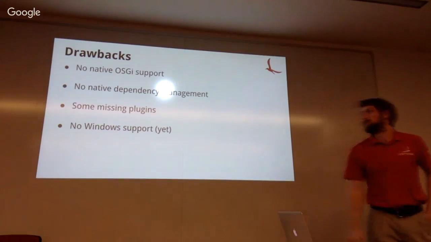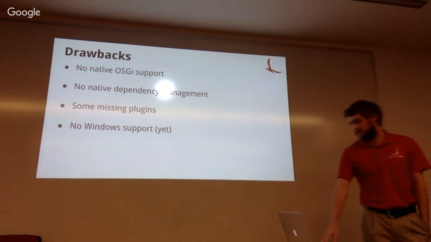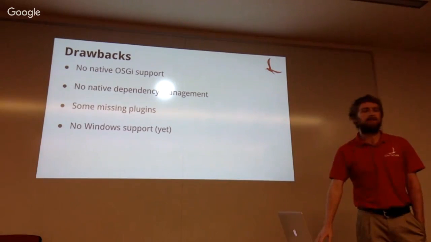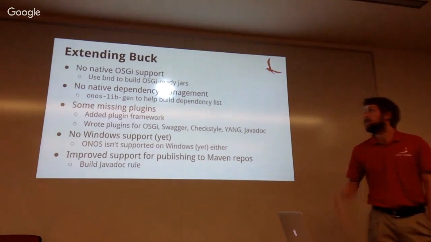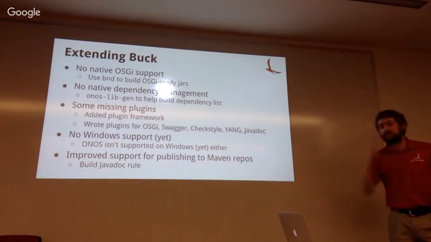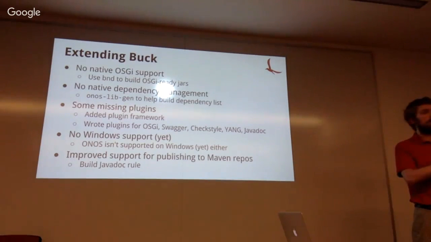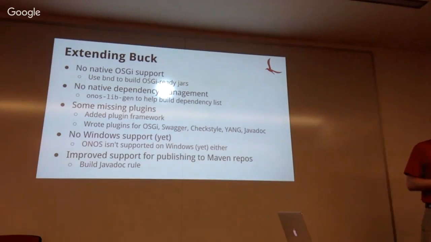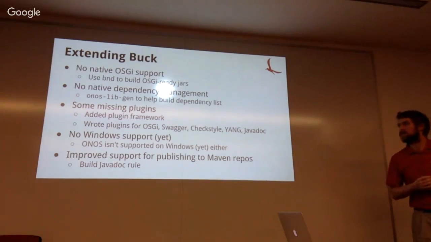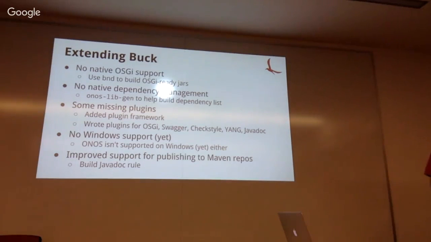We were missing some plugins like JavaDoc and CheckStyle, and there was no Windows support at the time. They have experimental Windows support now. So what we've done is we've built a plugin to make the OSGI jars ready using an open source library called Bnd. This is the same library that Maven and many other tools use. We've got a script called ONOS libgen, which is in the source tree, that you can use to help build the dependency list. From a Maven dependency or a set of dependencies, we can build the Buck rules out with the SHAs and stuff, so you don't have to go find them.